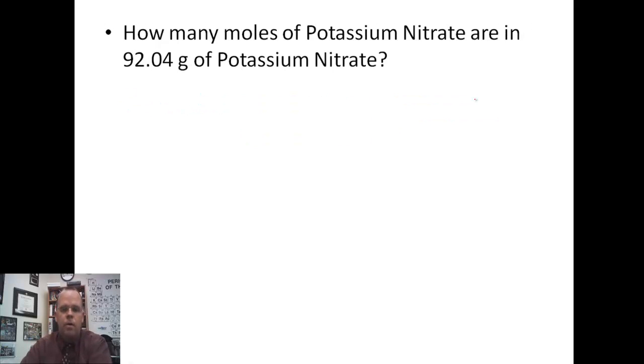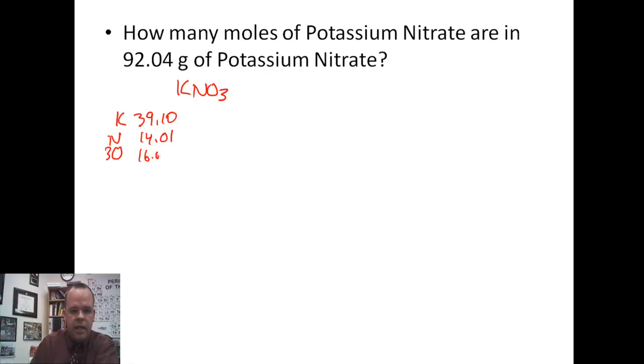Okay, the next problem. How many moles of potassium nitrate are in 92.04 grams of potassium nitrate? Now, potassium nitrate, KNO3. So we need to figure out the molar mass. Potassium, 39.10. Nitrogen, 14.01. Oxygen, 16 times 3, which would be 48 grams. Add these all together, and we get a total of 101.11 grams.